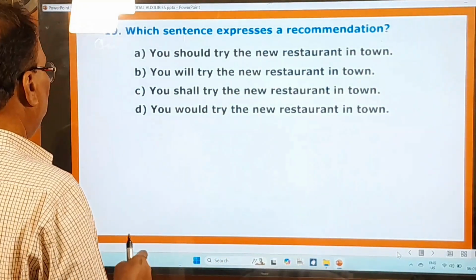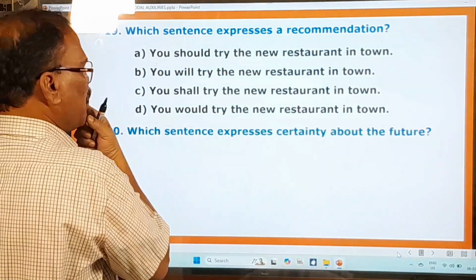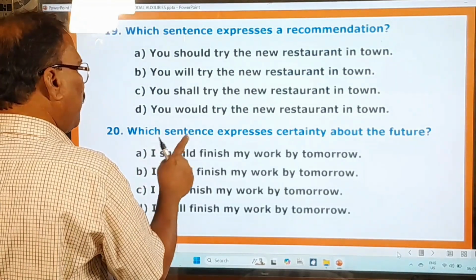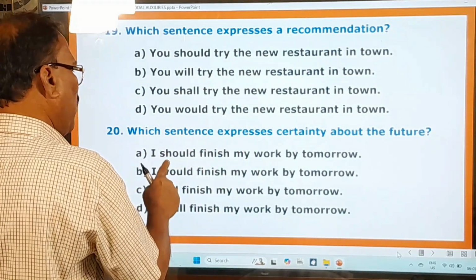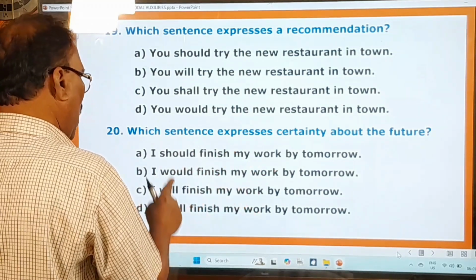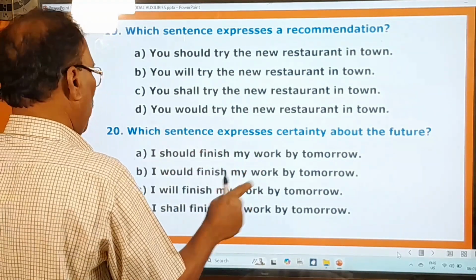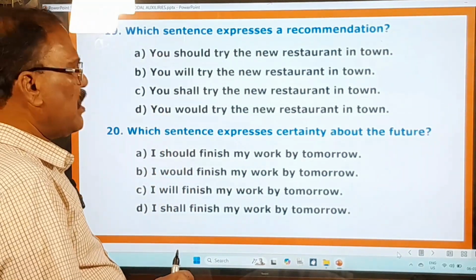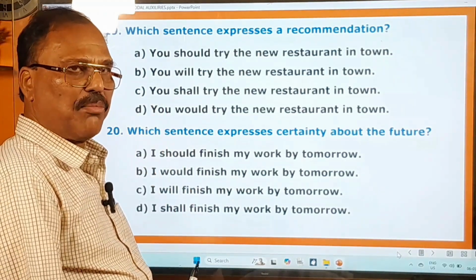Last question. Which sentence expresses certainty about the future? I should finish my work by tomorrow. I would finish my work by tomorrow. I will finish my work by tomorrow. I shall finish my work by tomorrow. So which one expresses certainty about the future? Okay, with this, the small exercise will come to an end.